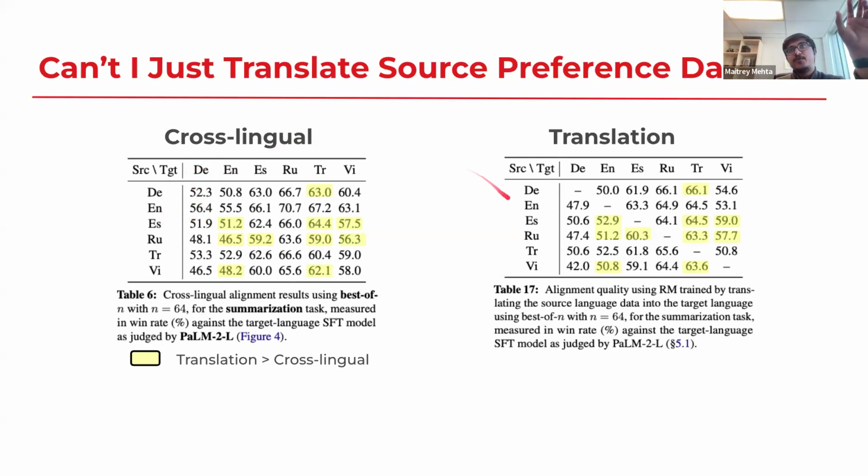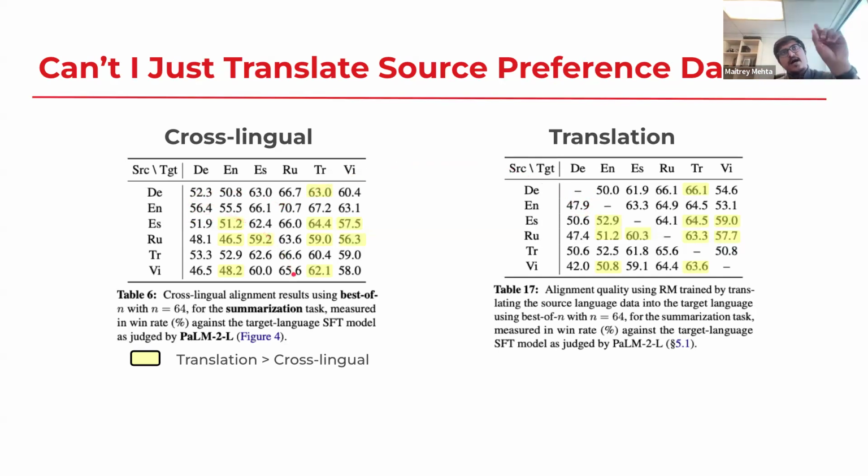If you want to compare it to how a translation approach works, you'll read it as this is the English data. You translate it into German first, and then train a reward model on the translated data, and apply it to the German IFT model, right? And you get this win rate, which is actually lower than what you get for cross-lingual.